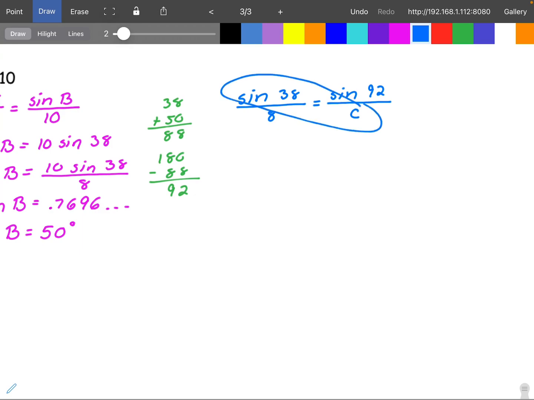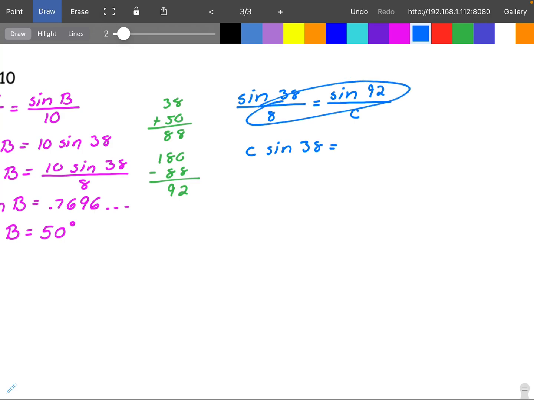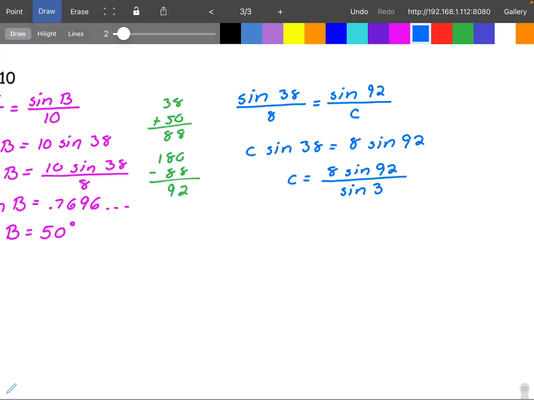So cross multiply and divide again. So I'm going to start here with my unknown, c times sine 38. And then that's going to equal 8 times sine 92. Now since I want to find c, I'm going to divide by sine 38. So c equals 8 times sine 92 divided by sine 38. So we're not finding an angle, so you're just going to type that fraction in, and that will be your side C.